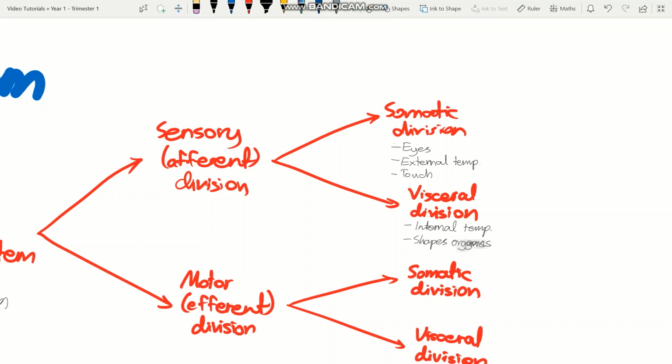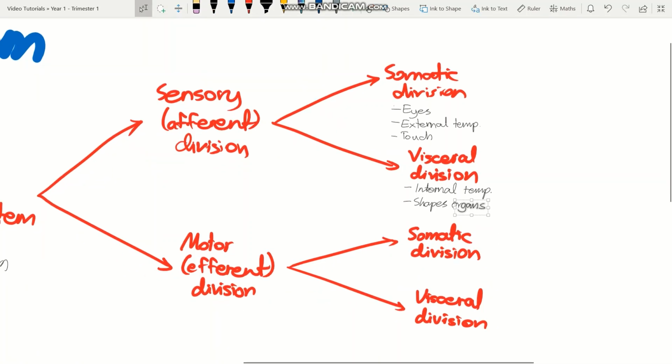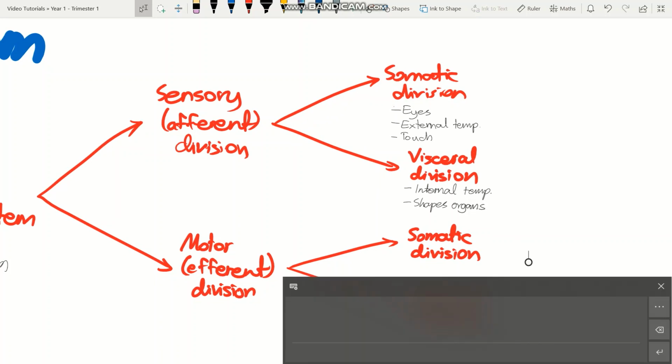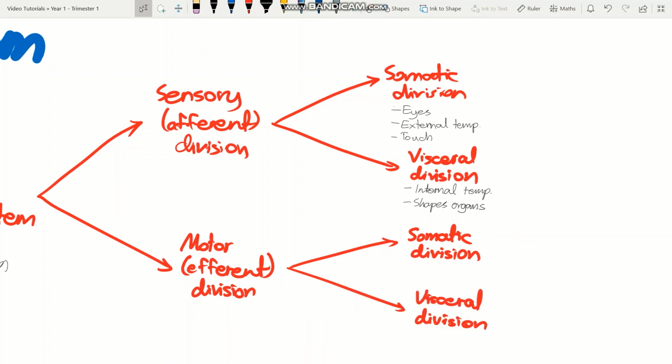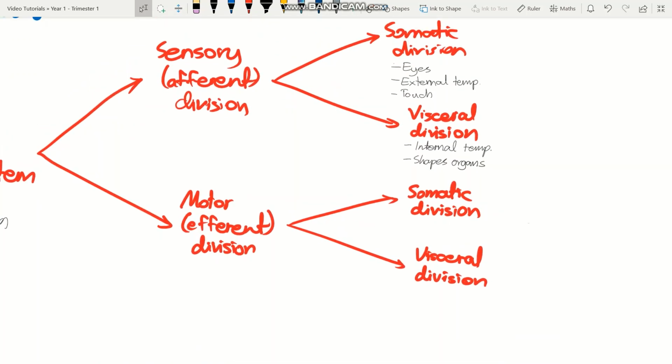So these are basically the sensory divisions that exist. Now, what about the motor divisions? Well, the motor division actually also contains a somatic and visceral division. In terms of the somatic division, the parts are actually a little bit easier to remember. Somatic, if you may think it this way, kind of relates to voluntary movements.